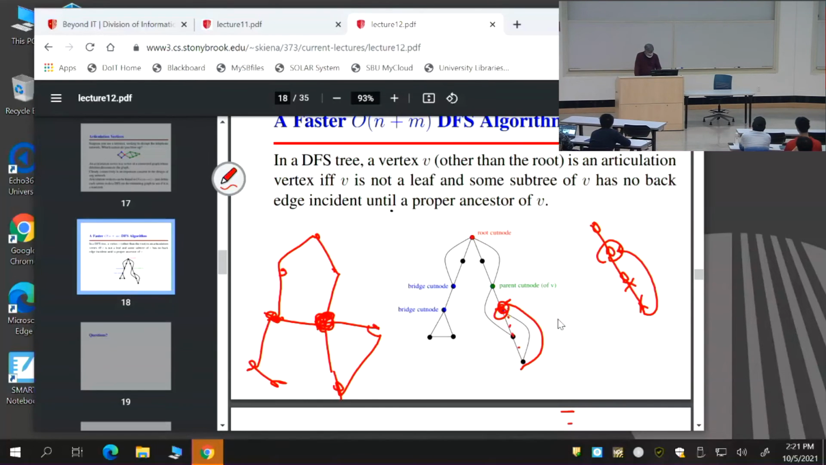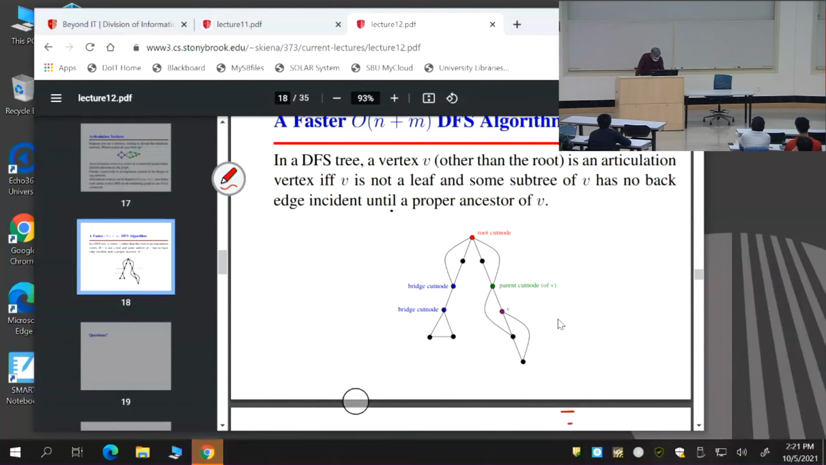What should be clear is that if you do one depth-first search from the root, and you're clever about how you think about things, you get the information on every node, and you can tell whether it's a cut node by things you encounter on one depth-first search.